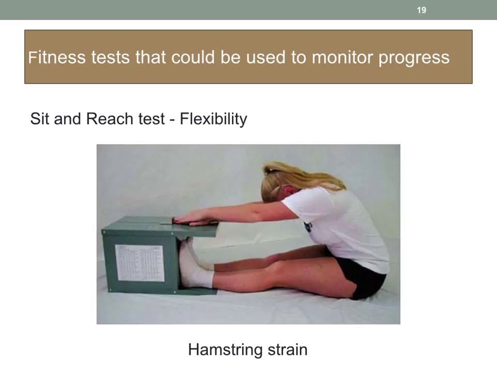The sit and reach test measures flexibility and is great to determine whether a hamstring strain has fully healed. If an athlete has progressed to flexibility similar to their pre-injury level, then the medical staff will conclude that the injury is healed and the athlete is ready to return.